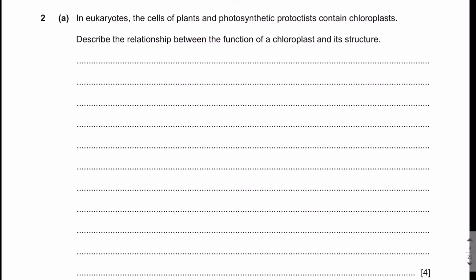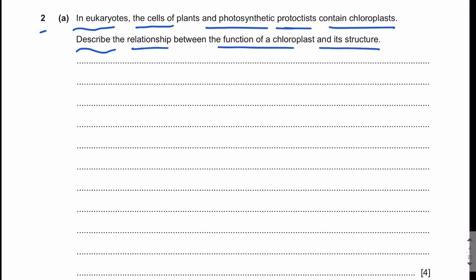A2 Level Biology 9700. This video lecture is the second part of the photosynthesis topical past papers. Let's discuss question number 2. In eukaryotes, the cells of plants and photosynthetic protoctists contain chloroplasts. Describe the relationship between the function of chloroplast and its structure.